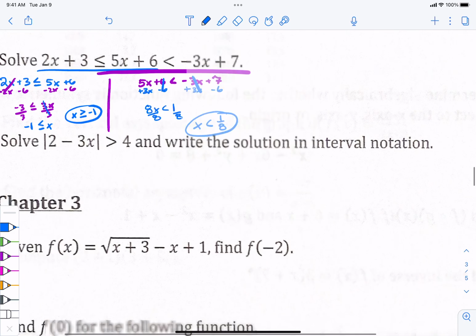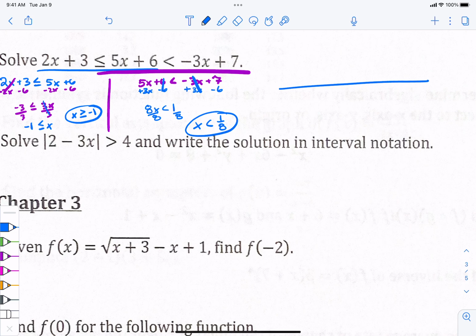So if you want to, negative 1 is here and 1/8 is here. 1/8 is on the right side. X is less than 1/8, so it's an open circle, and x is greater than or equal to negative 1. So it goes like this. That's what my solution would look like on a number line.